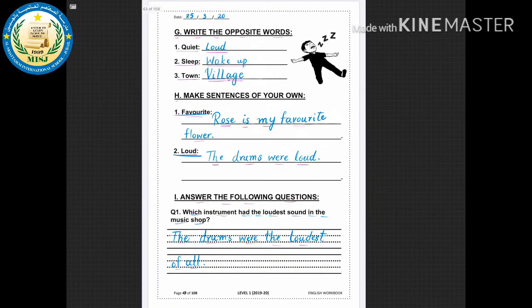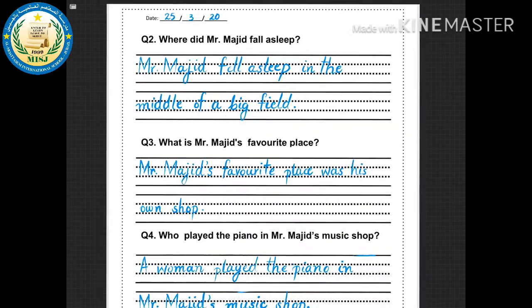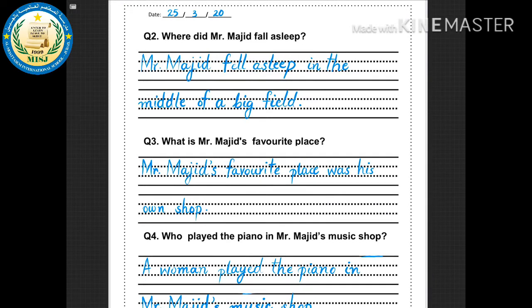Now please open page number 48. Students, take out page number 48. Question number 2 was, let's read through it. Let's read together. Where did Mr. Majid fall asleep? Which places did he go to? Number 1 place he was at was his shop. Then he went to town. Then he went to a farmhouse and then a big field.